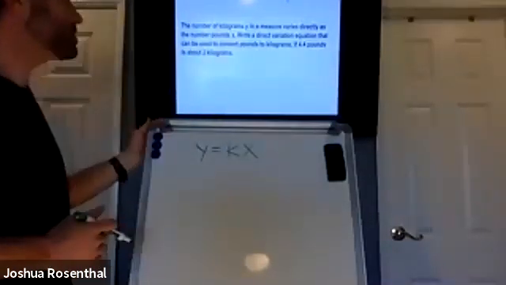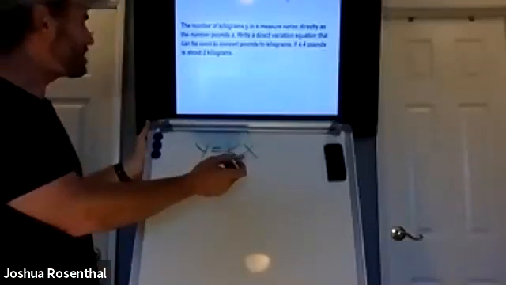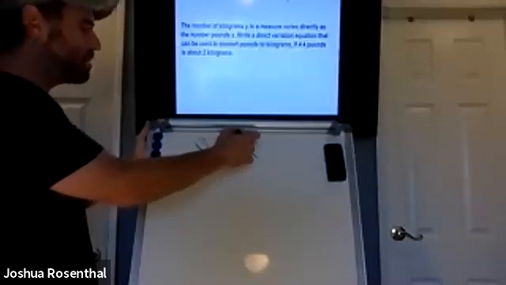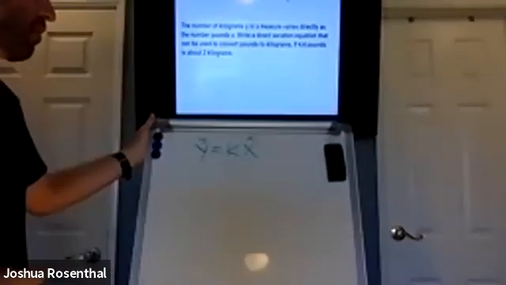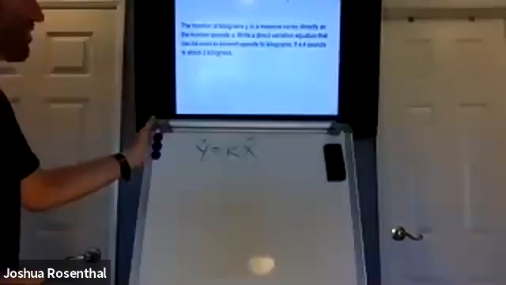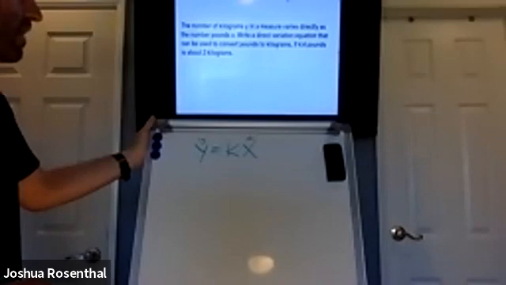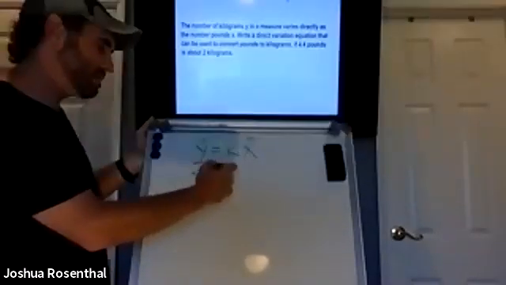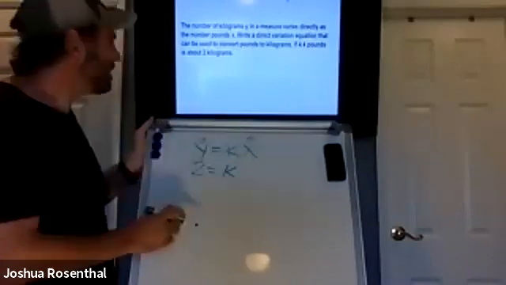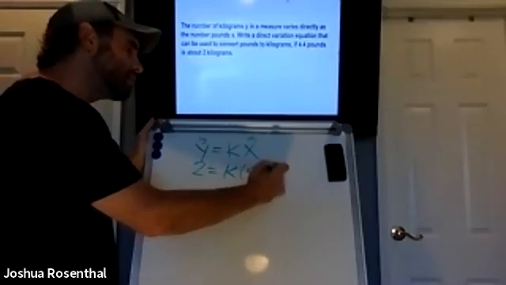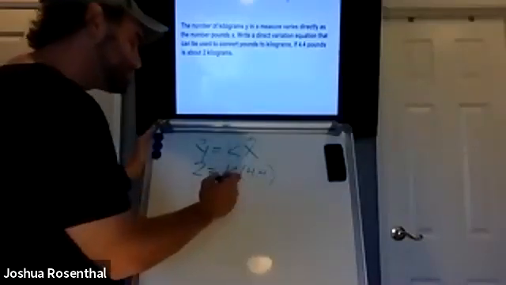The number of kilograms Y in a measure varies directly as the number of pounds. If you want, you can put kilograms and pounds just so that you keep track of what Y is and what X is. Write a direct variation equation that can be used to convert pounds to kilograms. If 4.4 pounds is 2 kilograms, no problem. 2 kilograms goes for Y. K you don't know yet. And that's what happens when you have 4.4 pounds. That comes in here. It's easy. And I'm going to find out what K is by just dividing.